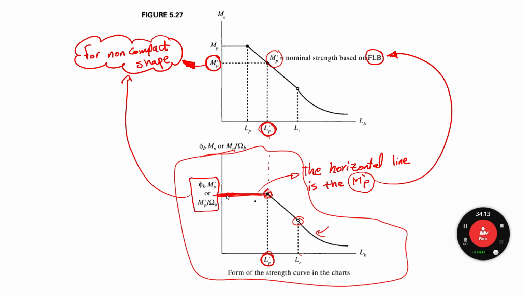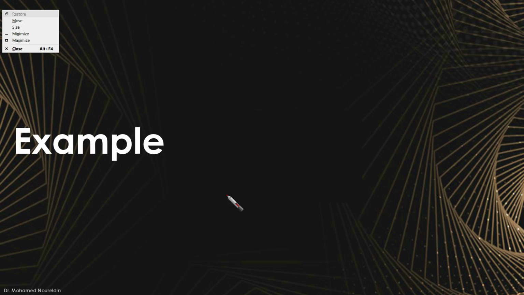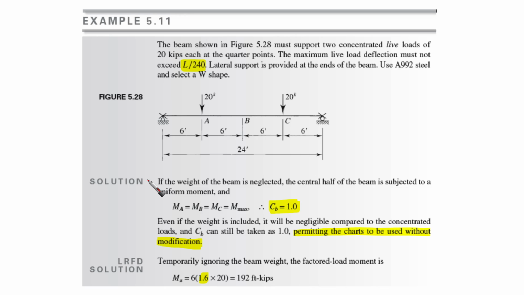Okay, I hope that we could understand. Now let's go to the next part, which is related to the example, the first example that we are going to have here. So we have this example.